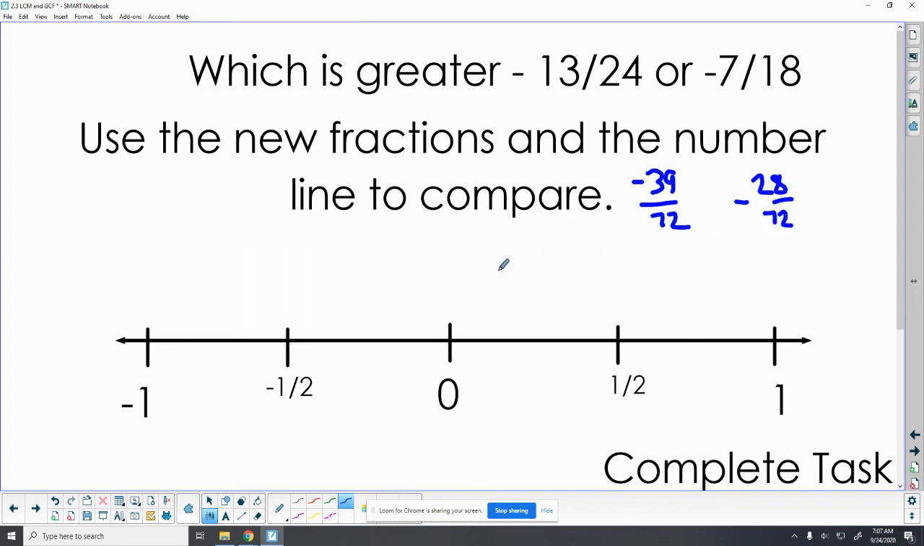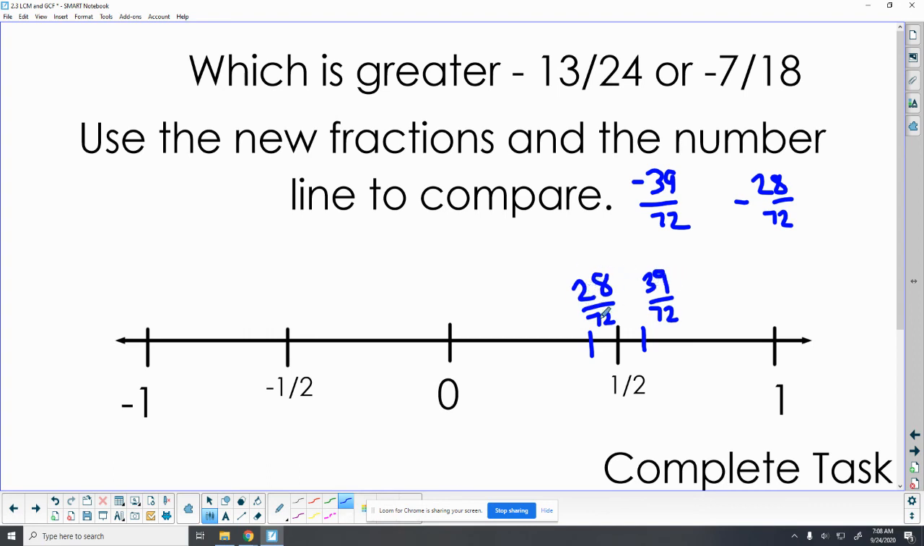So I'm going to think about these for a second like they're positive. I know half of 72 is 36. So that means 28 over 72 is a little bit smaller than a half if I were doing positive numbers. And 39 over 72 is just a little bit bigger than a half. So if I had 72 in my whole thing, and I had 39 out of those pieces, 39 is greater than 28.